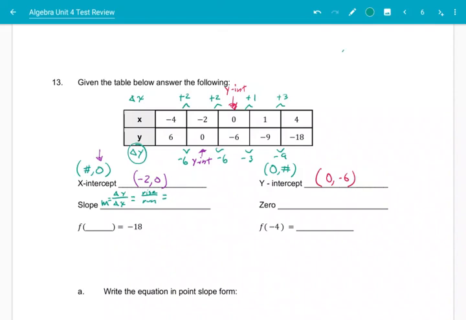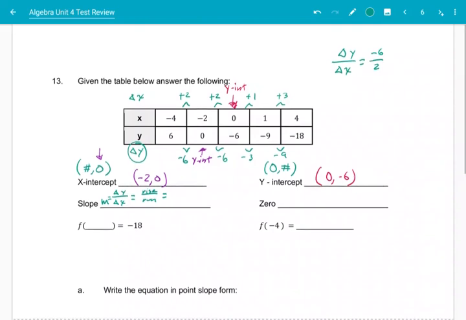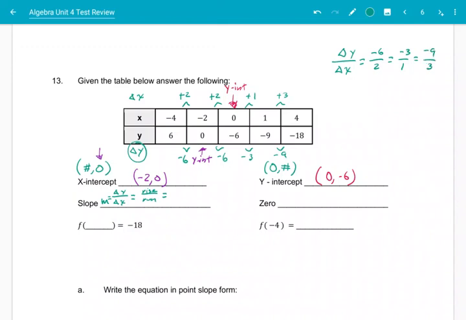So all of these, let's go up here. Change in y over the change in x. All of these, I've got a minus 6 over 2. Another minus 6 over 2. Then I've got a minus 3 over 1. Then a minus 9 over 3. Are these all the same? I believe they are. This reduces to minus 3. This is minus 3. And this also reduces to minus 3. So this is our slope, is minus 3.